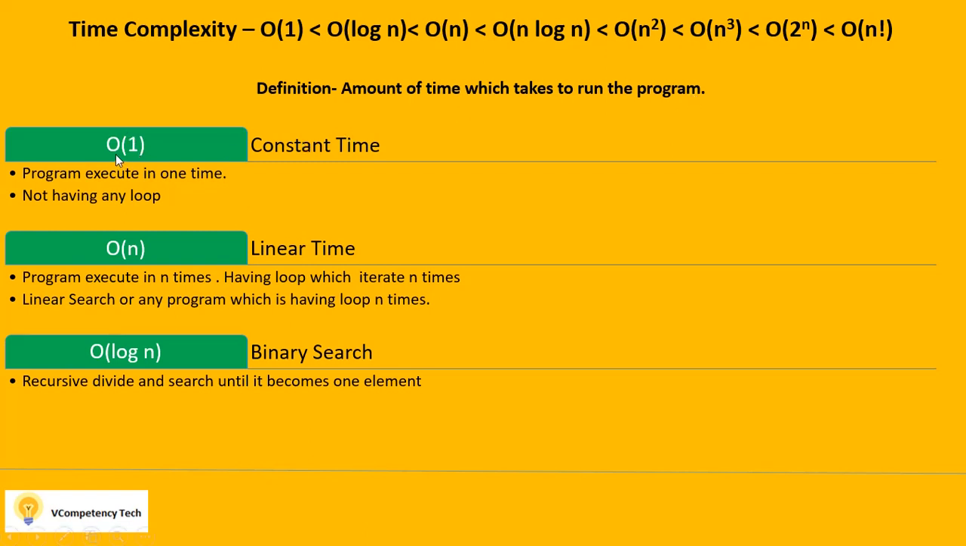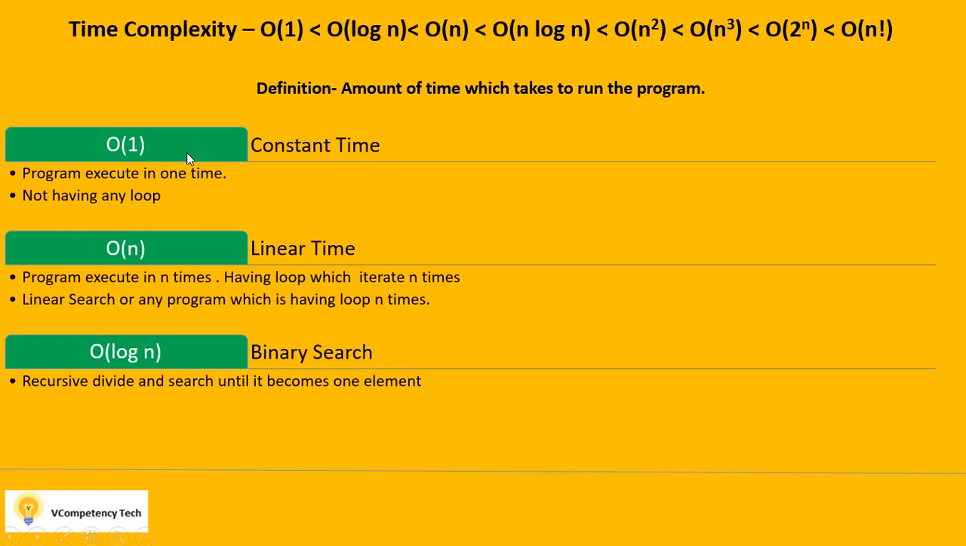So if I go for O(1), constant time, the program executes one time, not having any loop. So the time complexity is O(1). We can say that a hash table or a dictionary has time complexity O(1).